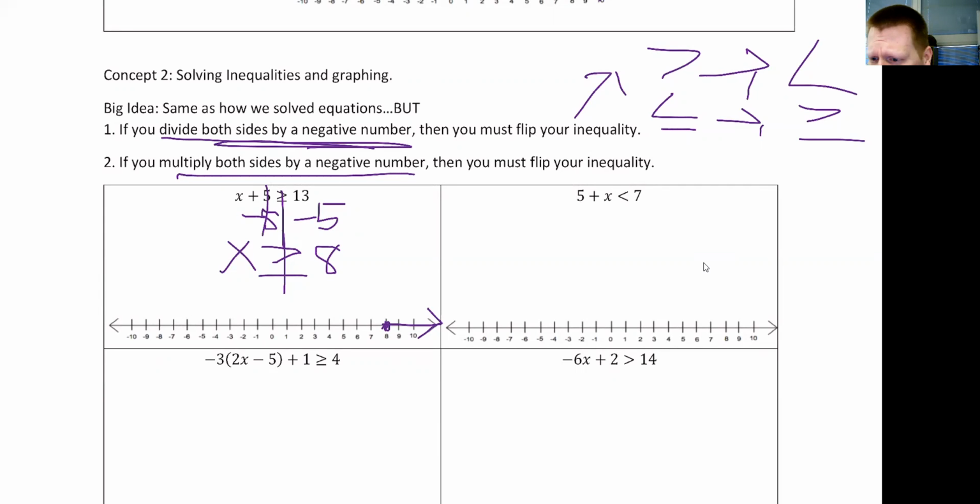How about you guys give this second problem a try? See if you can solve for x and then graph your inequality.